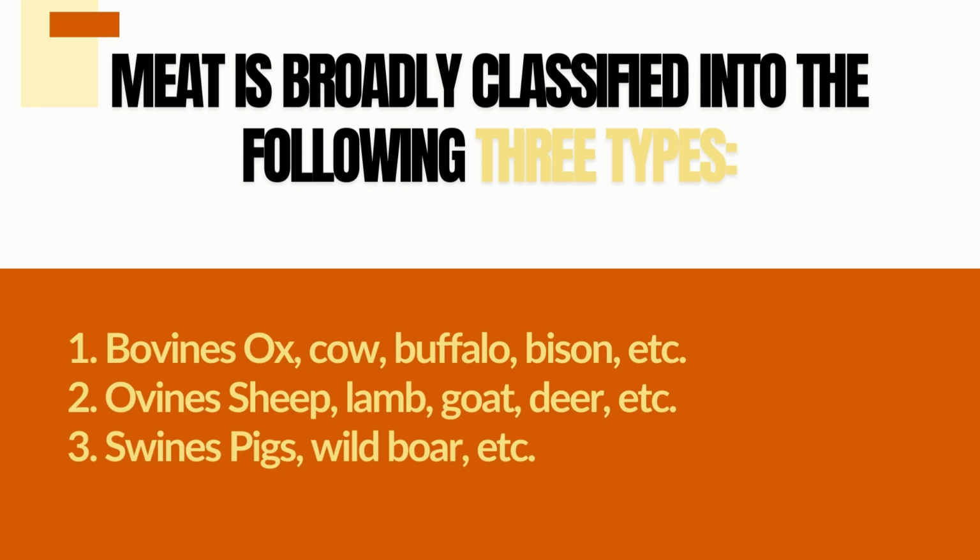Meat is broadly classified into the following 3 types. 1. Bovines: ox, cow, buffalo, bison, etc. 2. Ovine: sheep, lamb, goat, deer, etc. 3. Swines: pigs, wild boar, etc.